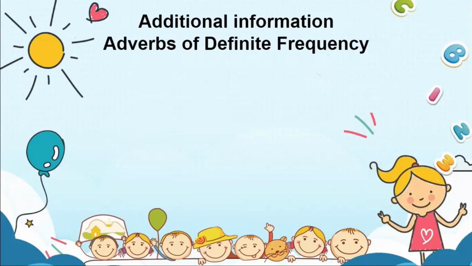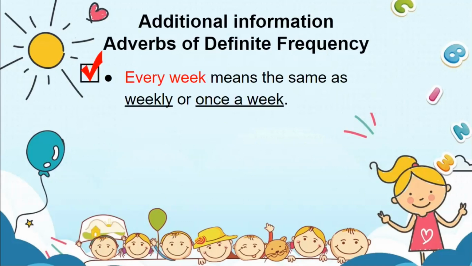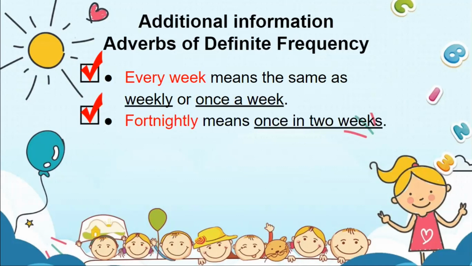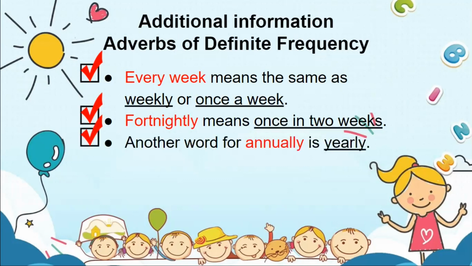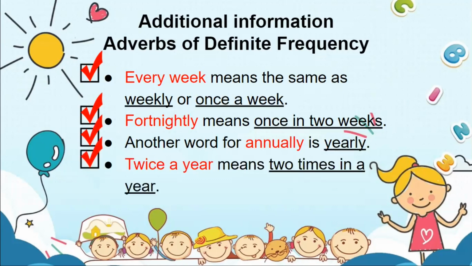Additional information. Every week means the same as weekly or once a week. Fortnightly means once in 2 weeks. Another word for annually is yearly. Twice a year means 2 times in a year.